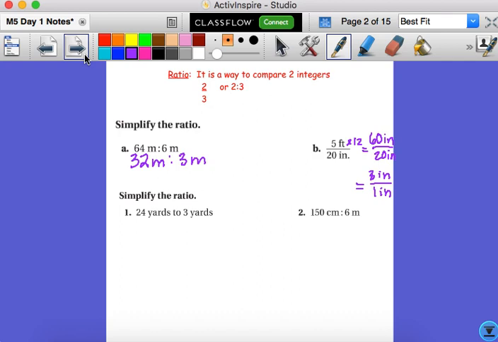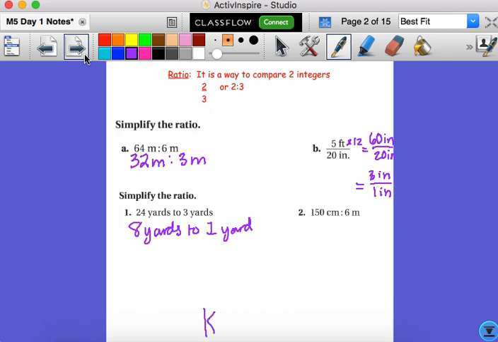24 to 3, now we've written that ratio out in words. Again, both of these could be simplified to say 8 yards to 1 yard, because they're both divisible by 3. The last one here, we've got centimeters and meters. Now, a lot of us may not be comfortable with the metric system, so here's a little reminder.